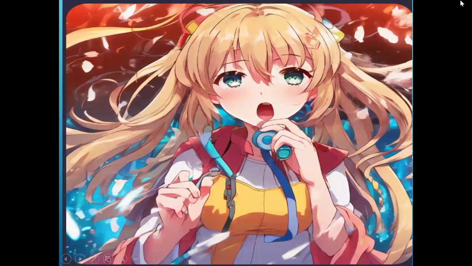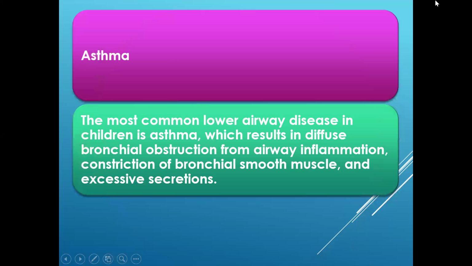This is a patient. She's asthmatic. What is asthma? Asthma is the most common lower airway disease in children, though that doesn't mean it doesn't also occur in adults, which results in diffuse bronchial obstruction. At that point, the bronchial tree, that is the trachea and the bronchi, gets obstructed and inflamed.